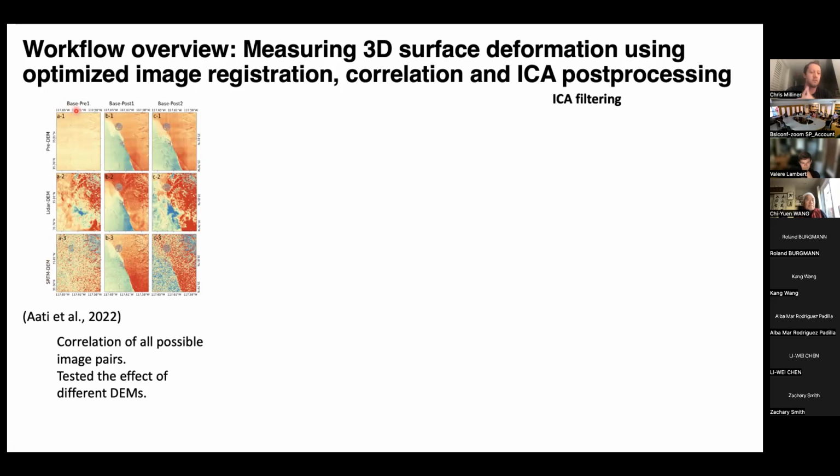So this is a correlation between two images taken before the earthquake, so there's no tectonic signal, and these are correlations between images taken before and after the earthquake. So you can see the tectonic signal here.